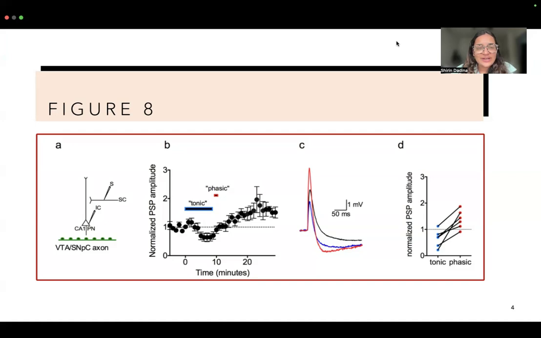Hello. Today I'll be talking about figure eight. In figure eight, we see tonic, which is 1 to 4 hertz, and phasic, 10 to 30 hertz, optogenetic stimulation in response to salient stimuli and motivational demands that suppresses and enhances the SC-evoked PSP respectively. How the tonic and phasic dopamine release modifies the hippocampal synaptic activity was investigated here.